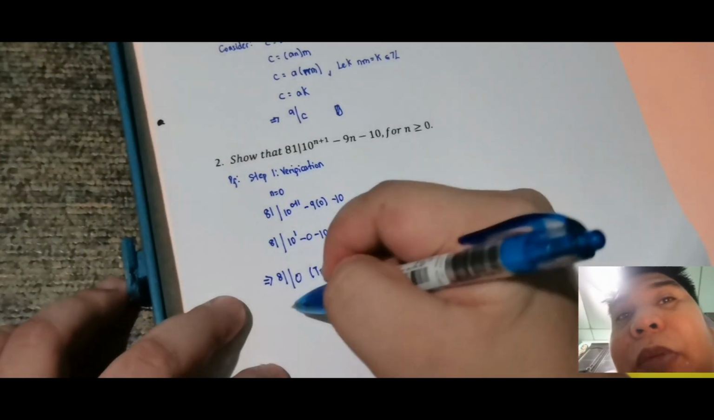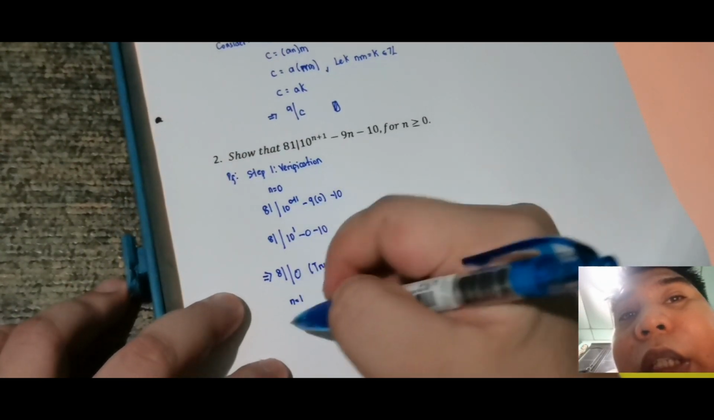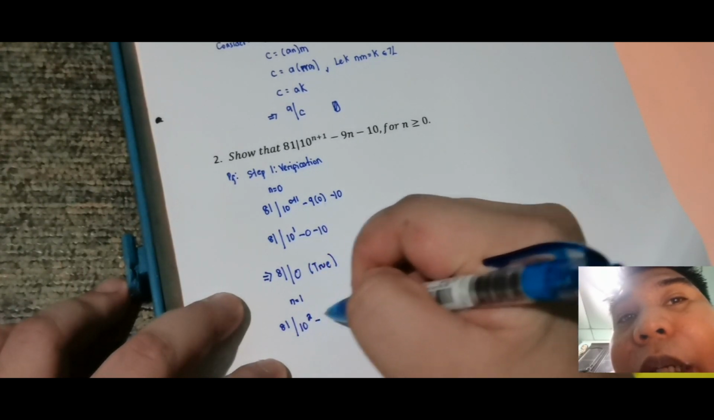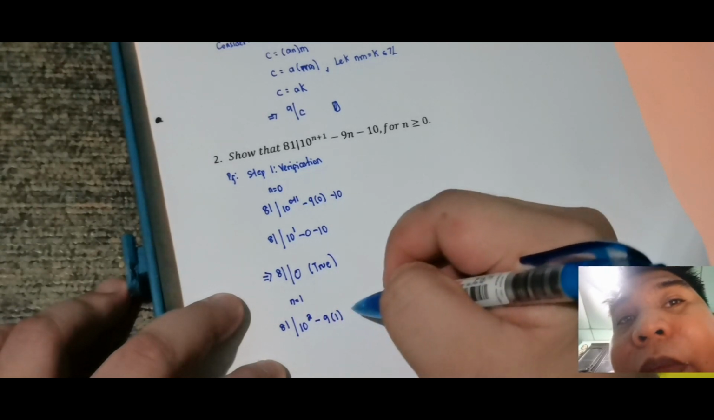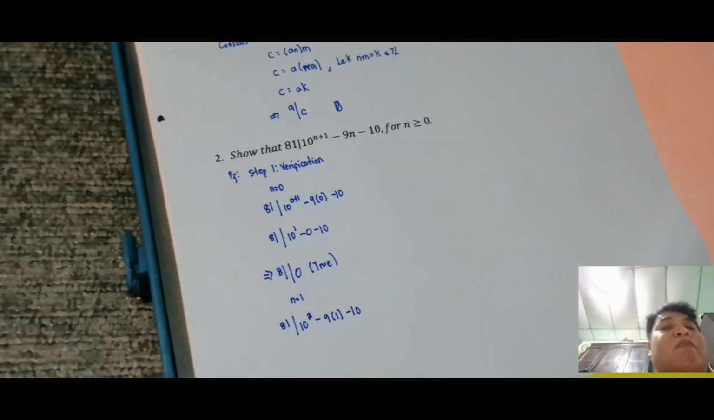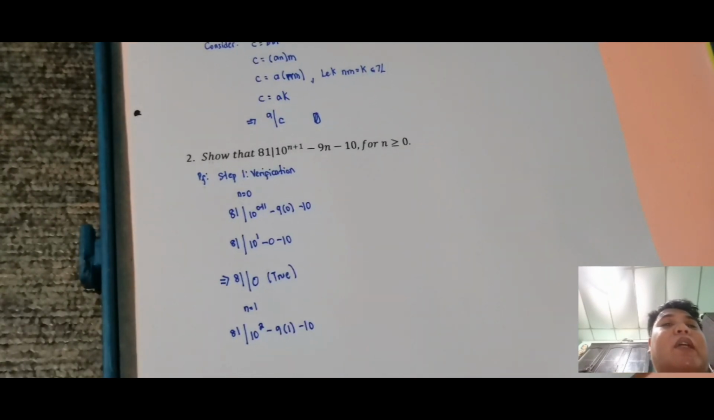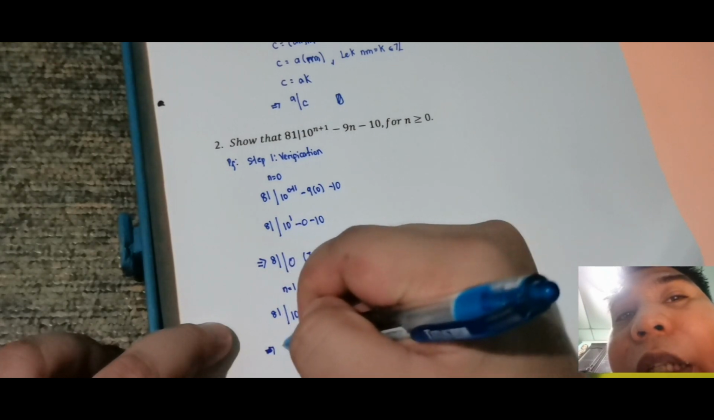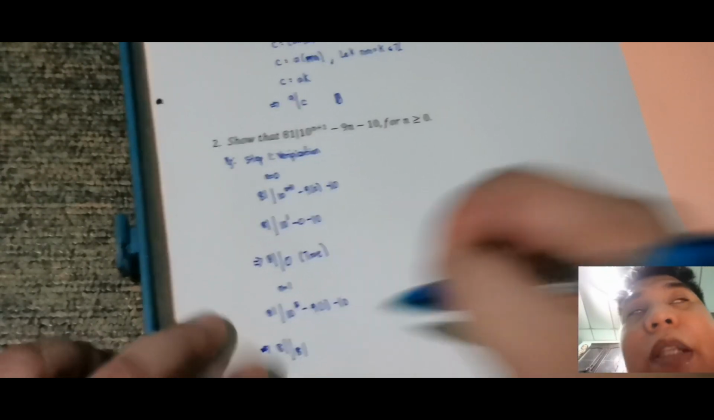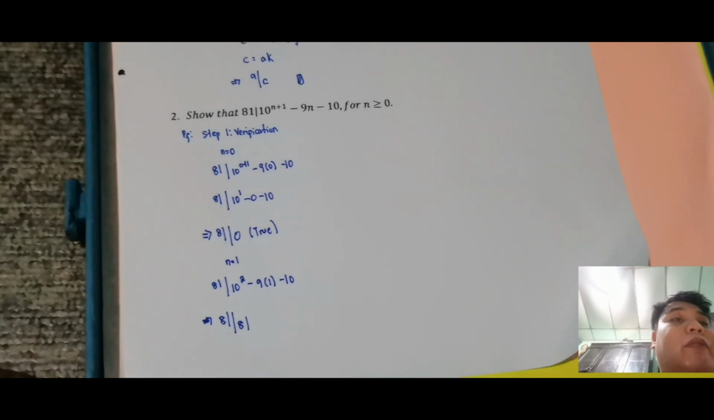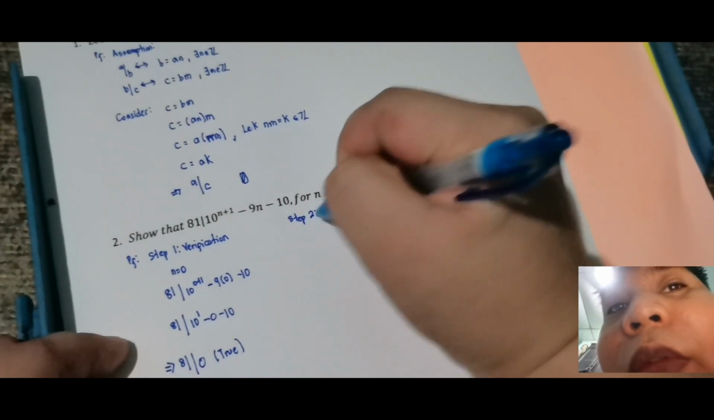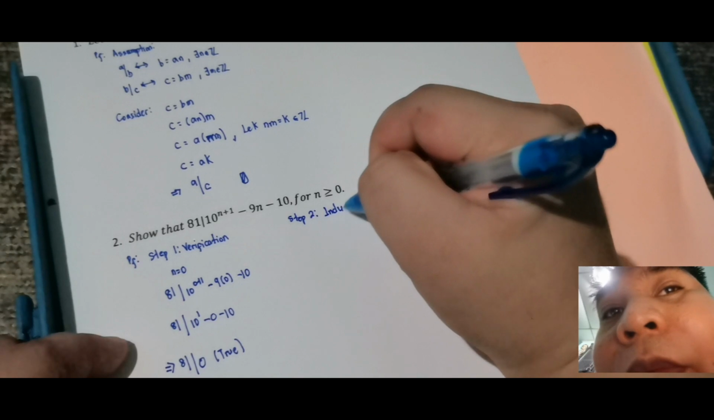Next, for n is equal to 1. That is 81 divides 10 raised to 1 plus 1, that is 2, minus 9 times 1, then minus 10. Then that is 100 minus 9, 91 minus 10, that is 81. Tama ba? Pag kinumpute, this implies that 81 divides 81. Any number is divisible by itself. Tama naman yan. Again, idea lang ng divide siya. Next, step 2: the induction hypothesis.